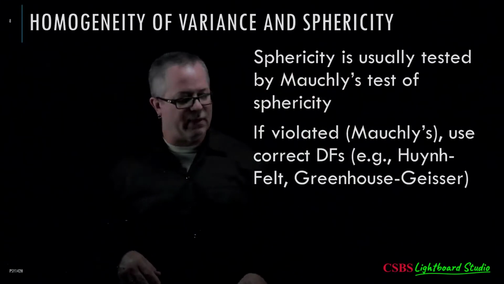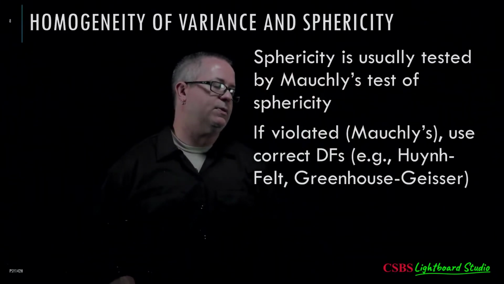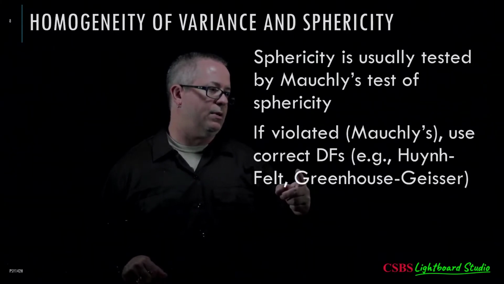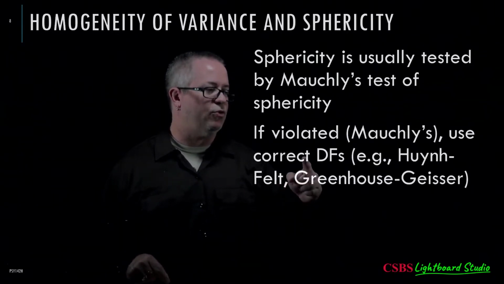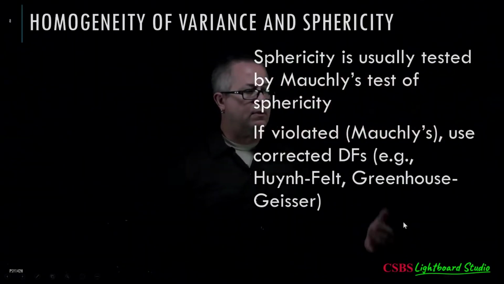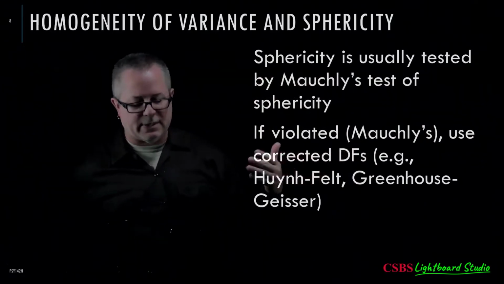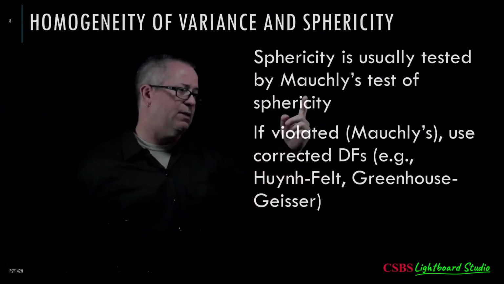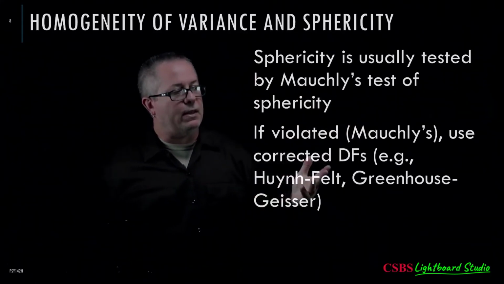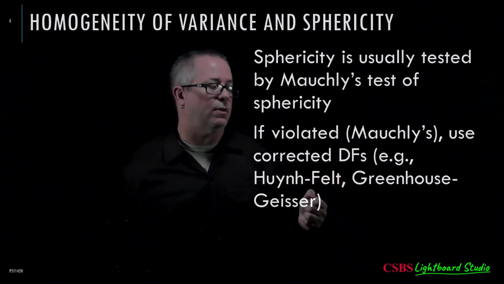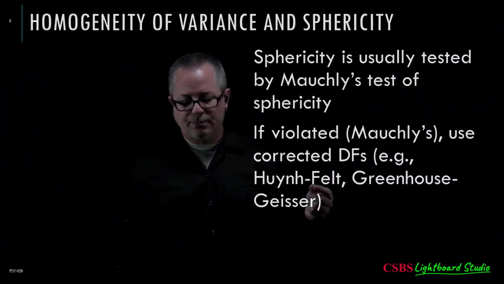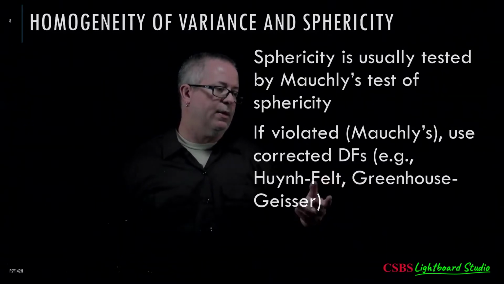It's usually tested with Mauchly's test of sphericity. If it's violated, you should not use the uncorrected DFs; use corrected DFs. So in programs like SPSS and JAMOVI, you get Mauchly's test of sphericity, and if you violate it, meaning that it's significant, there are corrections for the degrees of freedom.